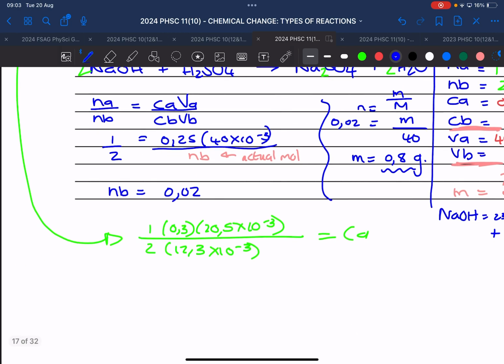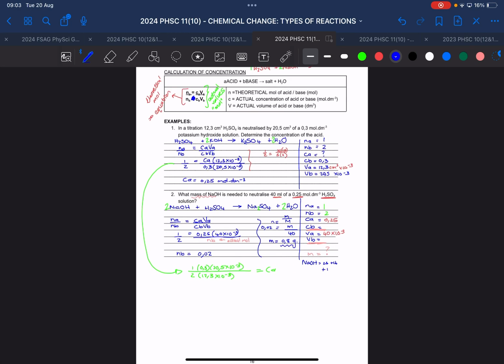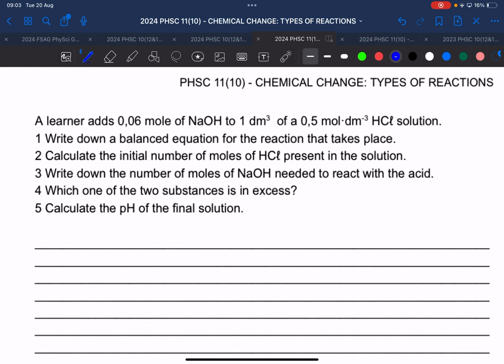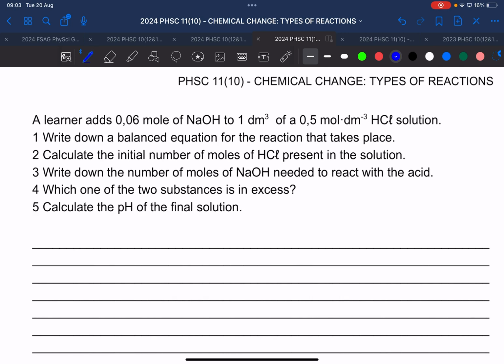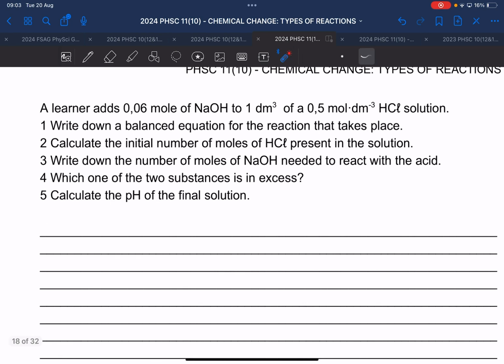Now the next question is actually a question from an exam paper. It says a learner adds so much hydrochloric acid. Then they ask, write down a balanced equation, calculate the initial moles present, calculate the moles needed, which of the two substances is in excess. So those first 4 questions, I want you to quickly do on your own. I'm going to give you 10 minutes to do so.